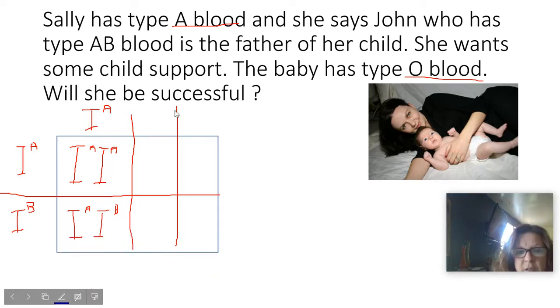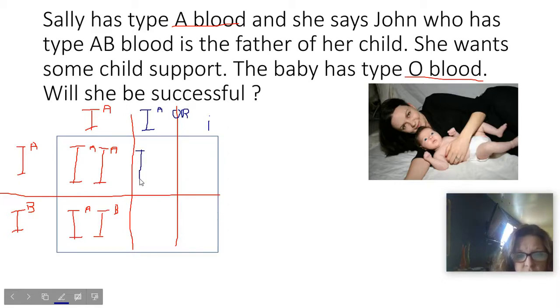Now, I'm going to change my pen color just to make this a bit easier. This is an or situation because we don't know whether she is homozygous for her type A blood. So let's just put that in. Or she could be heterozygous for her type A blood. So this way we can solve it both ways.